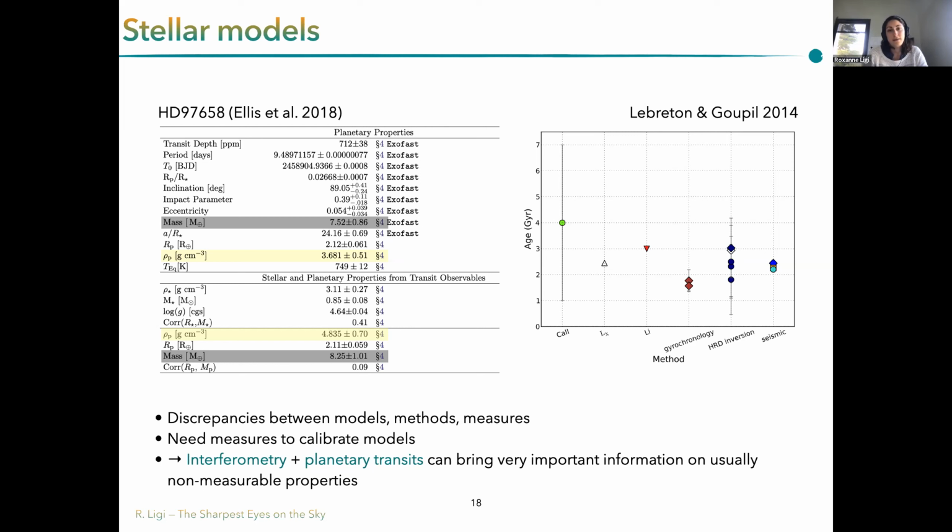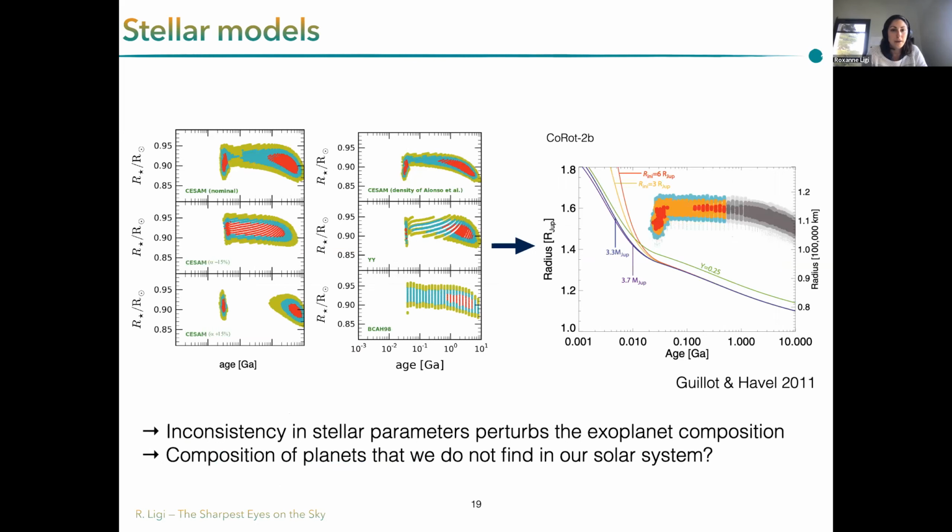When you see on the right different estimates of the age of a star using different methods, and when you know that to derive the composition or just to know the nature of exoplanets, you need the age, it will be really interesting to refine that. Another example is CoRoT-2b, where you see that using different models, you don't have the same results for the star parameters, and then the composition of exoplanets is different, of course.